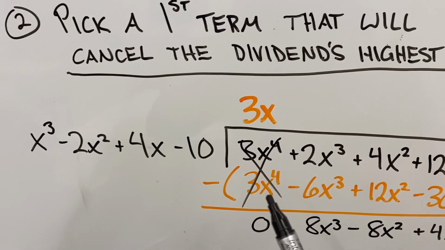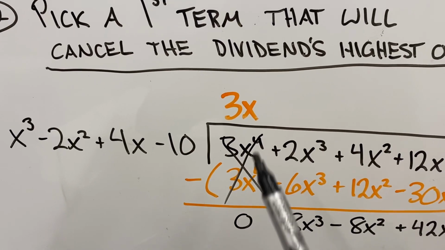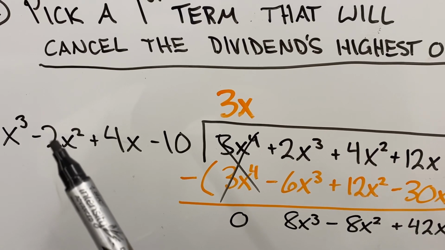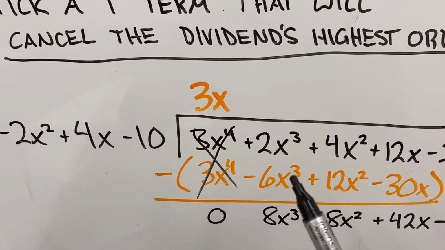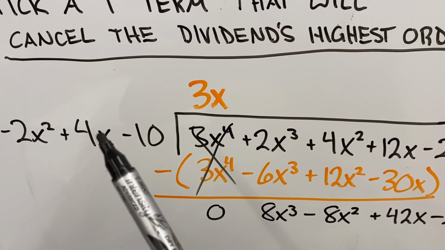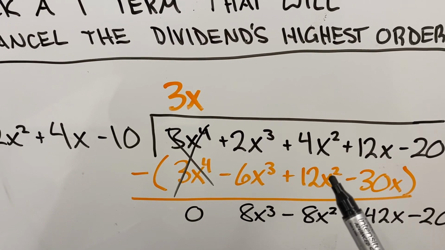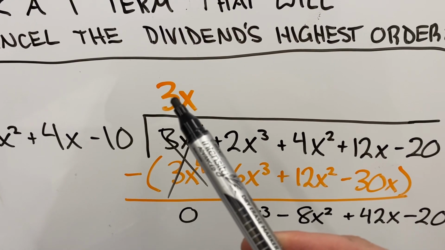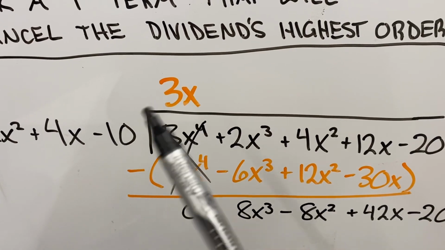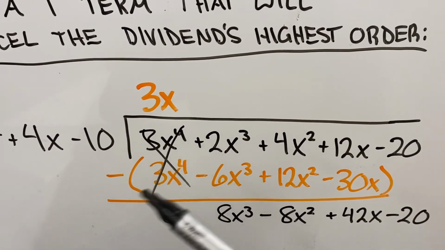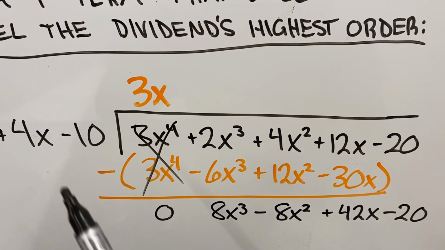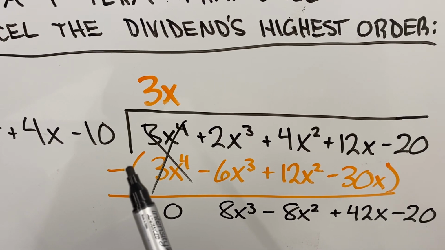3x times x cubed is 3x to the 4. 3x times negative 2x squared is negative 6x to the 3rd. 3x times 4x is 12x squared. And 3x times negative 10 is negative 30x. We're going to wrap that entire series in a set of parentheses, and we're going to use subtraction to do our eliminations.